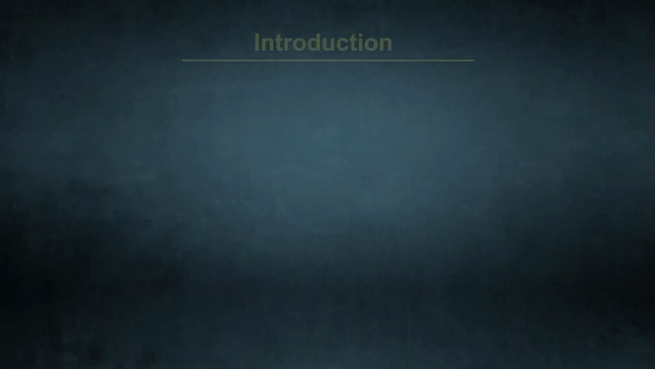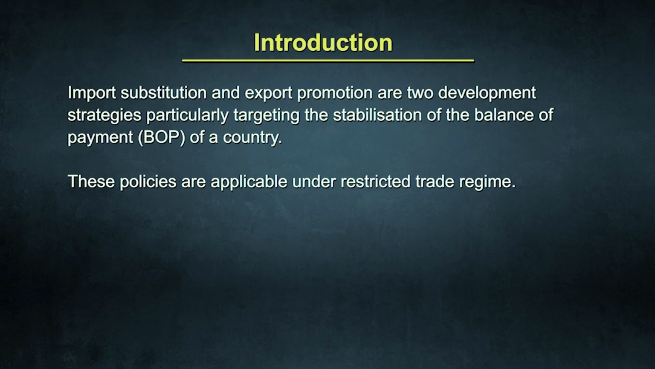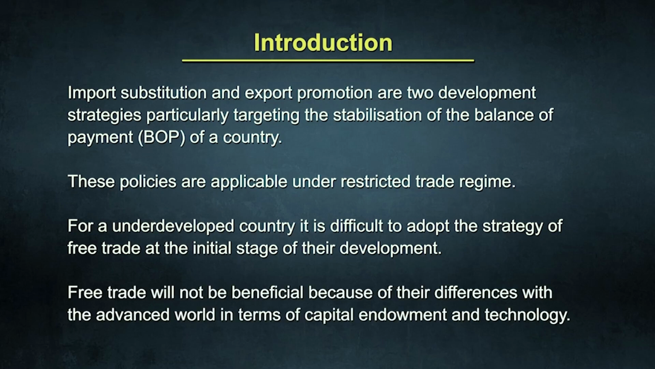To start with, we must know that import substitution and export promotion are two development strategies particularly targeting the balance of payment equilibrium, or the stabilization of balance of payment. These policies are applicable in a restricted trade regime, and most developing countries during their initial phase of development adopted such restrictive trade, because free trade at the initial path of development may not be beneficial for developing countries because of the huge differences between the developing and the advanced world, at least in terms of industrialization.